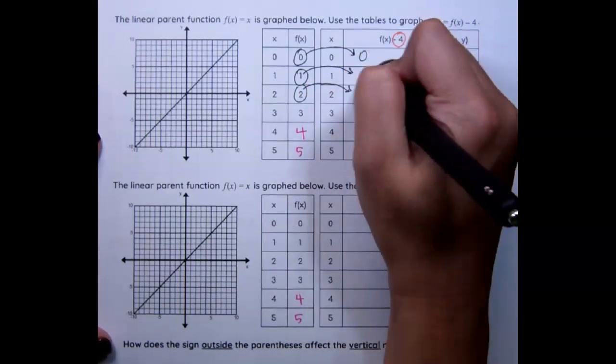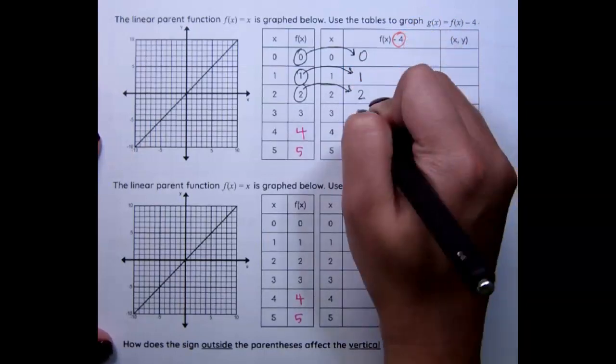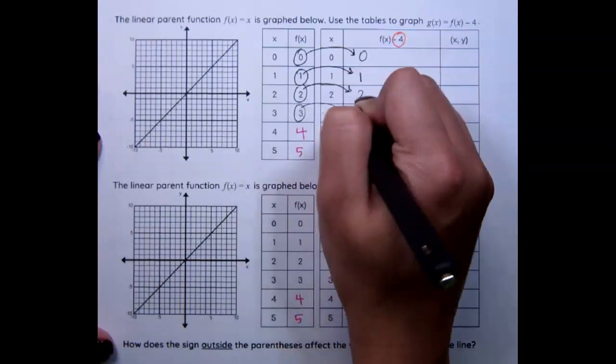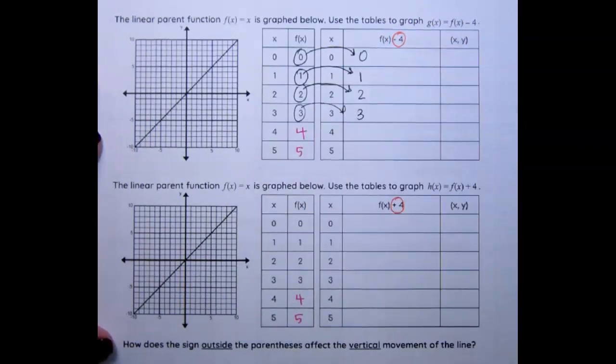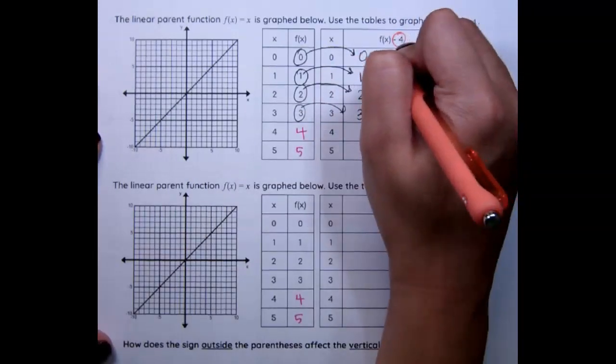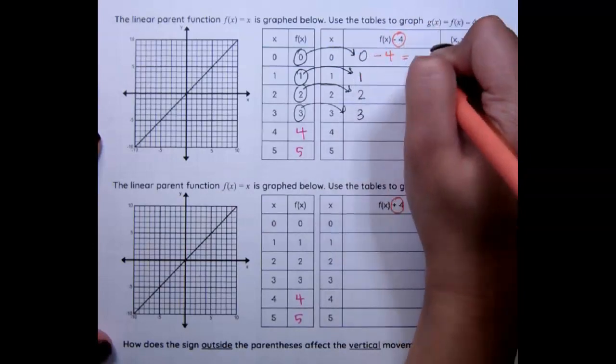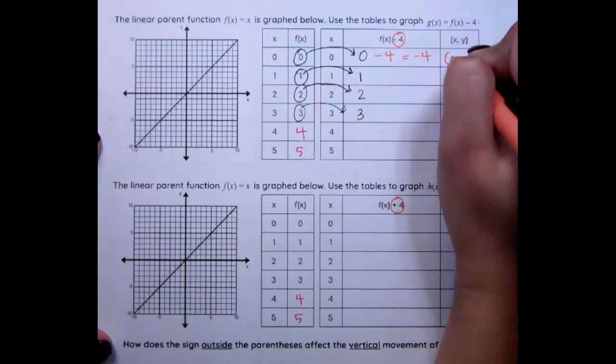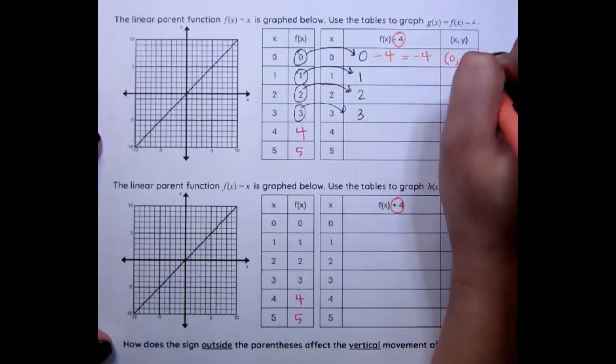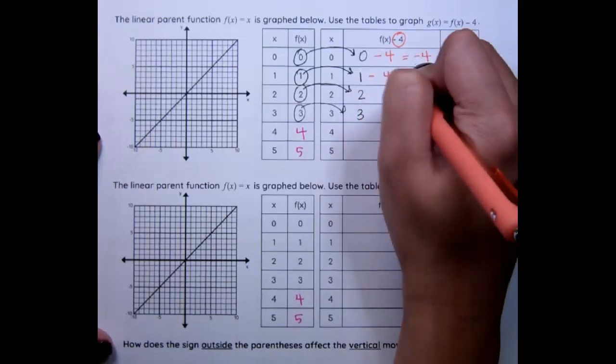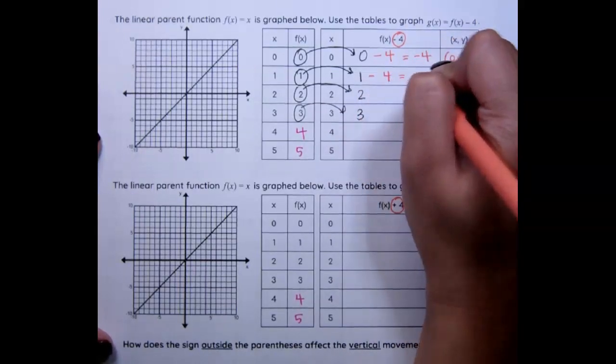So 0, 1, 2, let's do 4 points. So we'll do 0, 1, 2, and 3. Well, what am I going to do to each of these y values? I am going to subtract 4. Well, 0 minus 4 is negative 4. So my ordered pair is 0, negative 4. 1 minus 4 is negative 3.